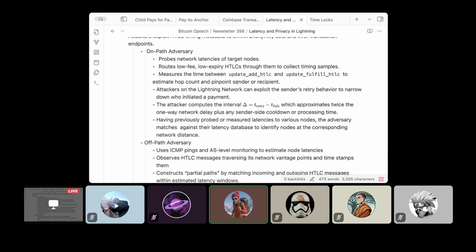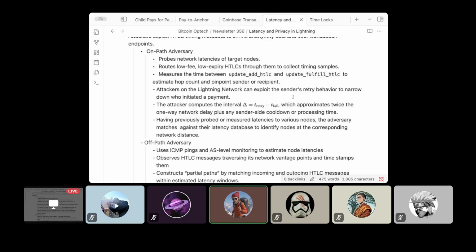He can also exploit the sender's retry behavior. Whenever a sender tries to route a payment and it fails, he will try to resend the payment. These are all default values that are encoded in node implementations, and unless you manually modify them, they remain the defaults. So based upon a sender retrying to send the failed payment, an attacker can roughly place where the sender is among all the connections that he has.